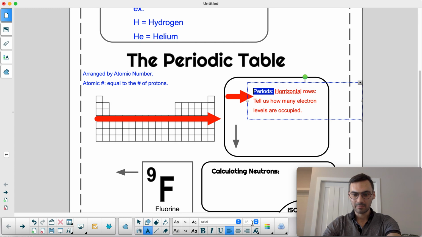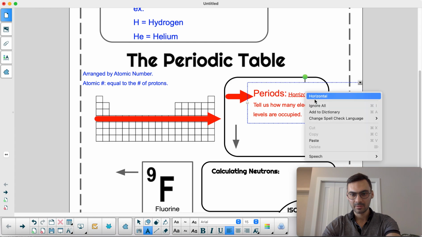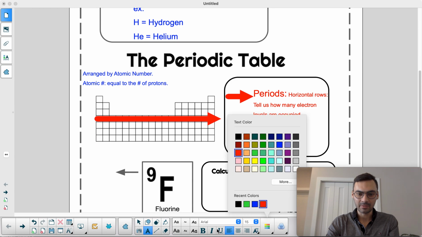Let's make sure that's big so we can make sure that's the button turn here. Horizontal rows that tell us how many electrons are occupied. Now, we got one more. We got arrows going down. You can probably guess this next one.